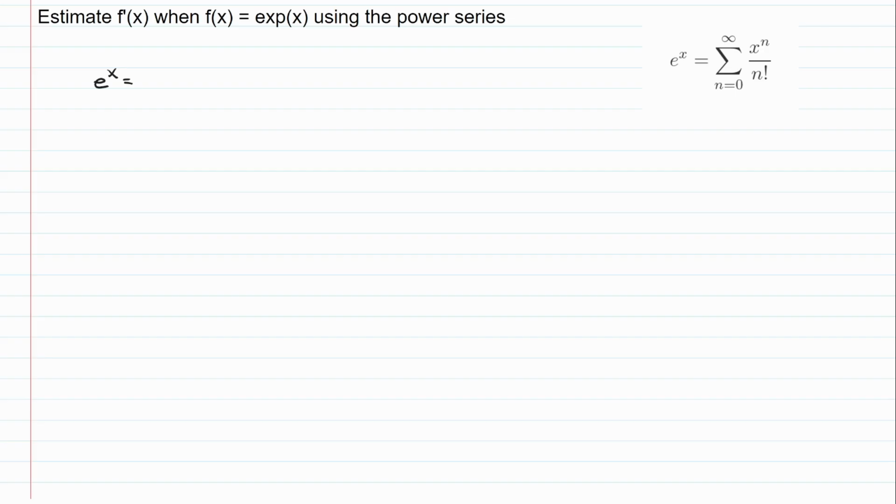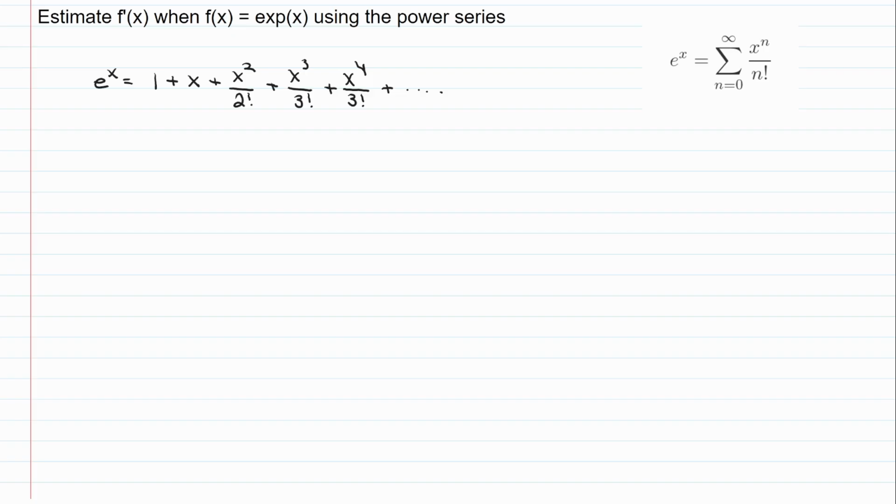So when n is equal to 0, we'll end up getting x to the 0 divided by 0 factorial, which is just 1, plus when n is equal to 1, we'll get x to the 1 divided by 1 factorial, which is also 1, and so on. We'll get x squared divided by 2 factorial. We'll get x cubed over 3 factorial, and so on, all the way out to infinity.